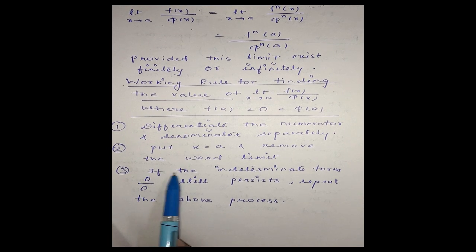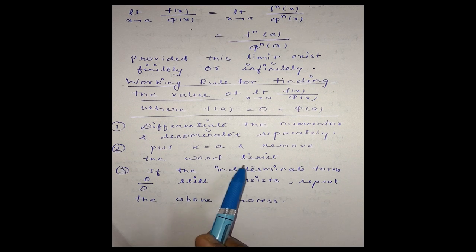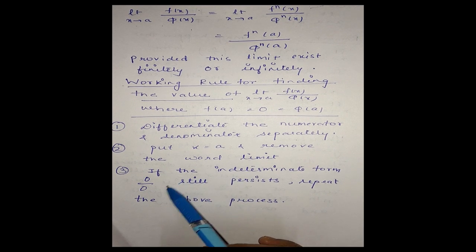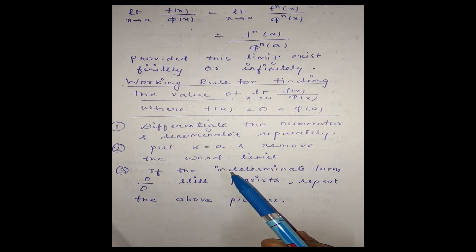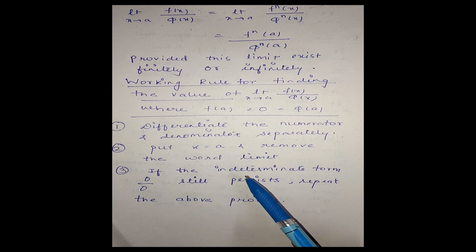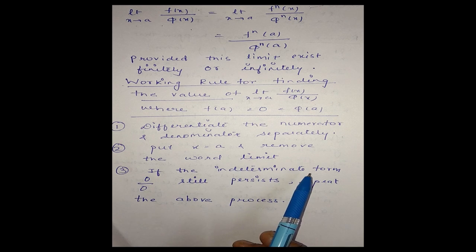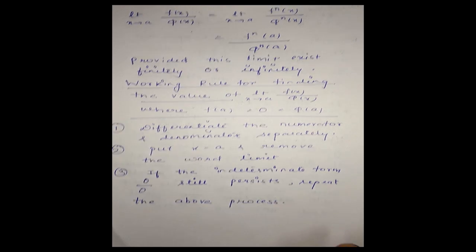Okay, and in the third step, if the indeterminate form 0 by 0 still persists, repeat the above process. If on differentiating once we are getting again 0 by 0 form, then we again differentiate. Again, if we are getting the 0 by 0 form, we will again differentiate both numerator and denominator. We will differentiate until we are getting the finite value, not indeterminate form. Okay, clear?